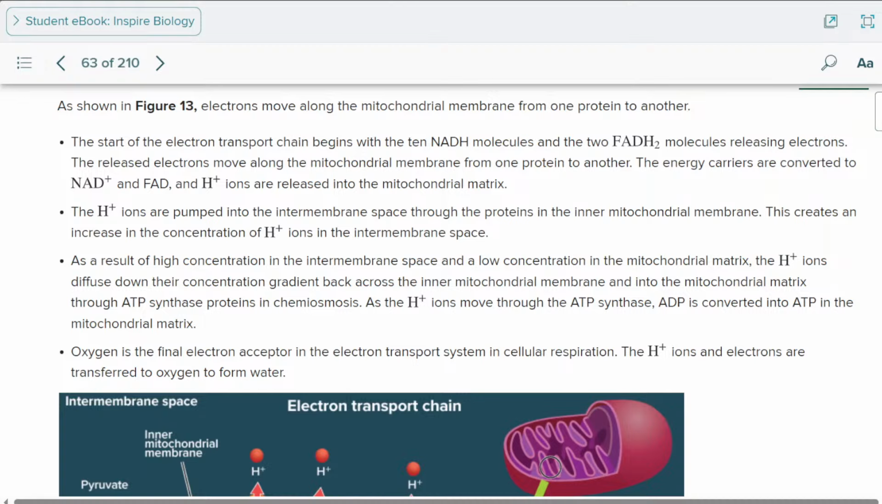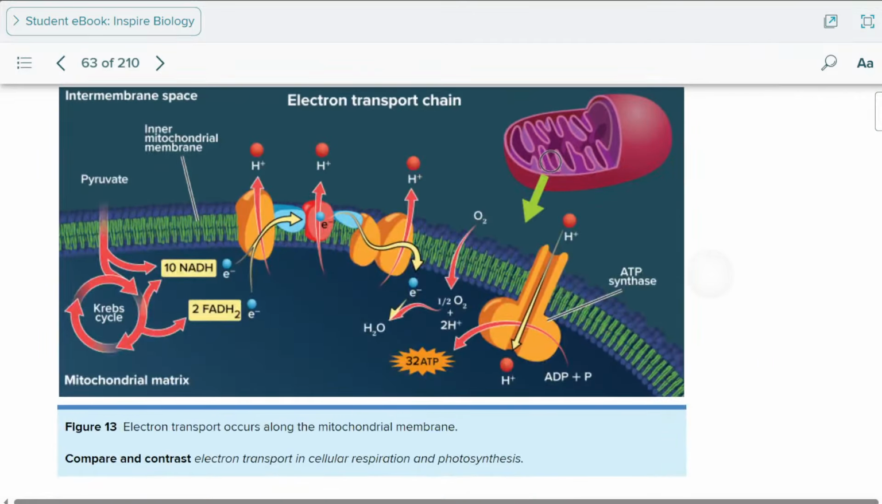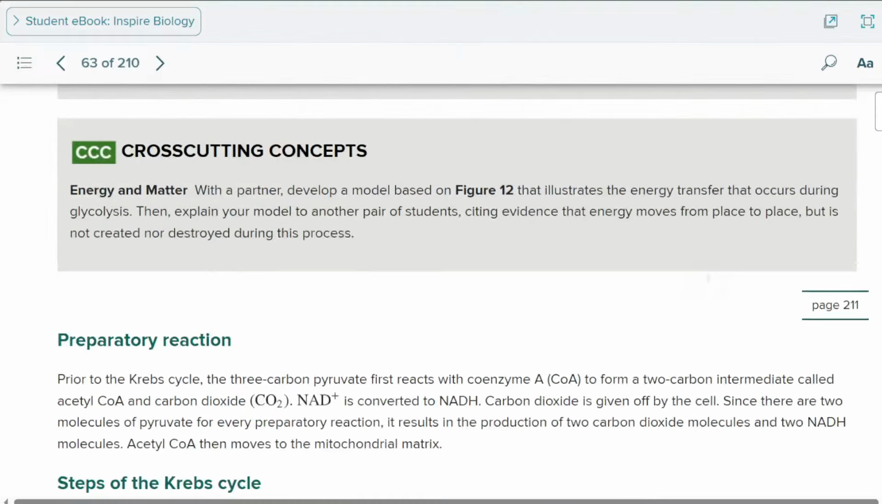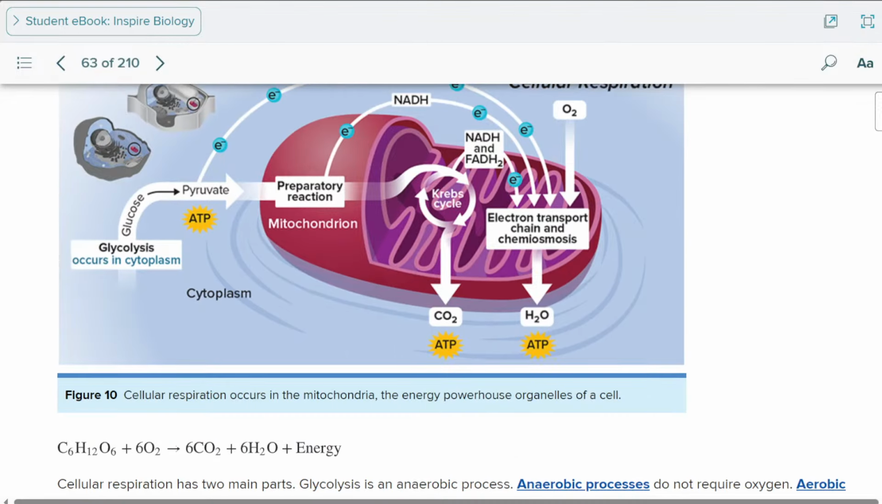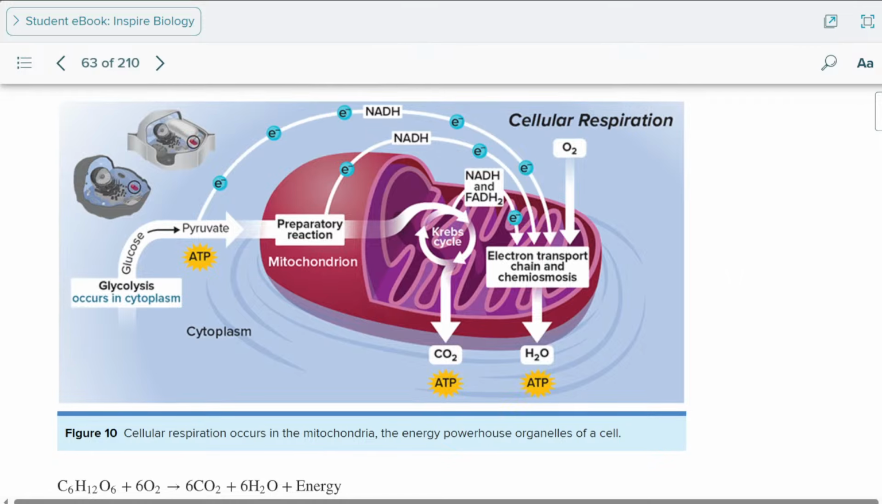Okay, we're not going to go through here yet. We're going to go back to where I showed you the electron transport chain and chemiosmosis. So you're going to have the ETC, also electron transport chain, and chemiosmosis.